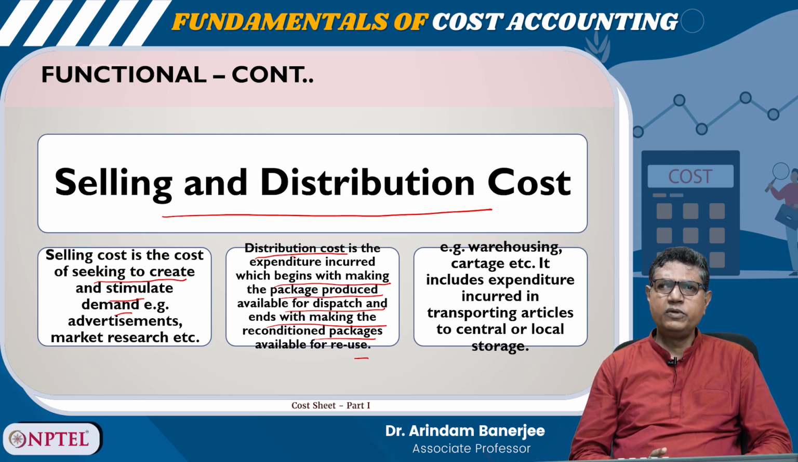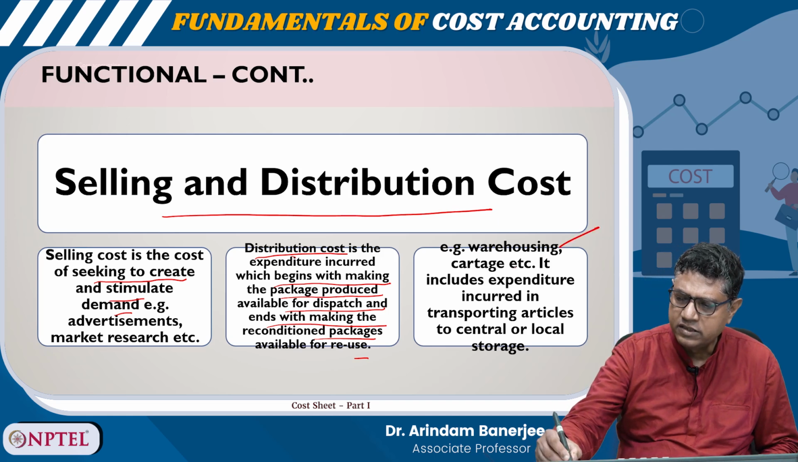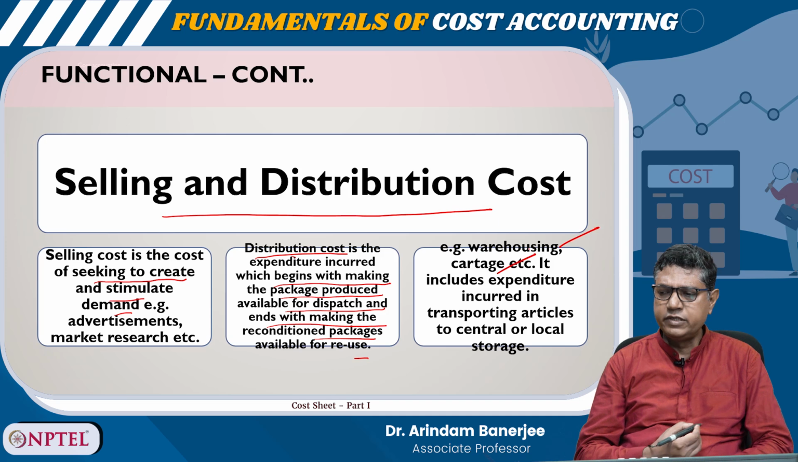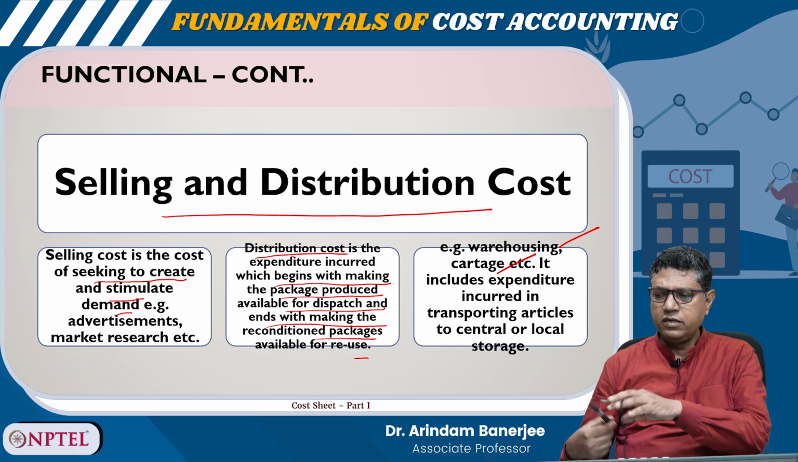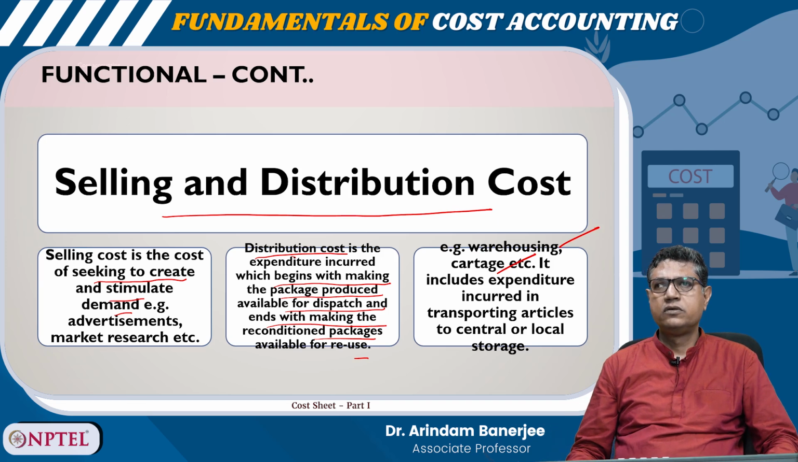So what are the examples? For example, warehousing cost, and cartage, which includes expenditure incurred in transporting articles to central or local storage. So these are called selling and distribution cost.